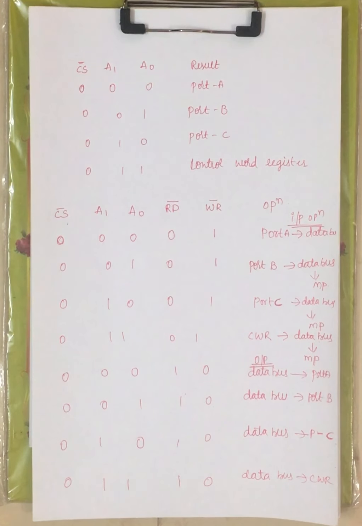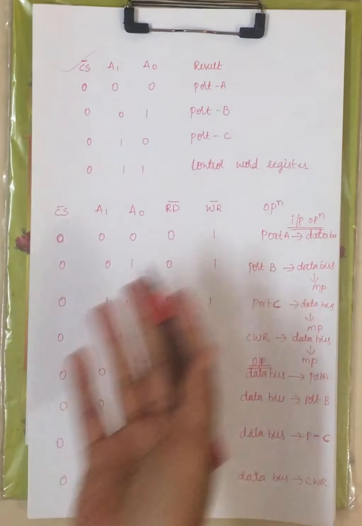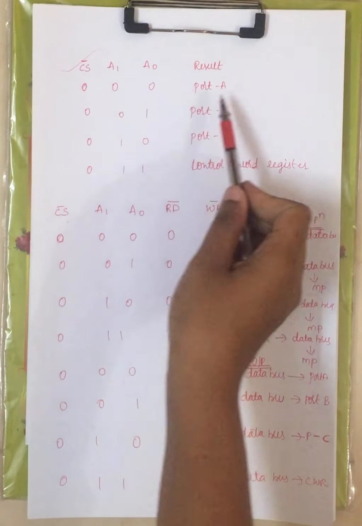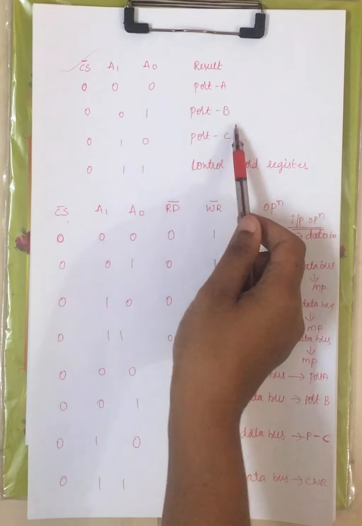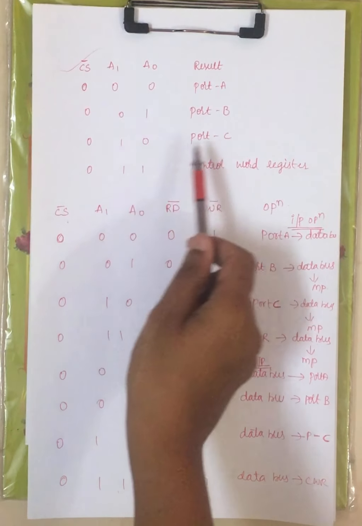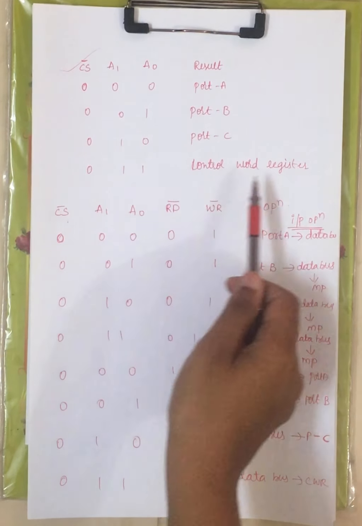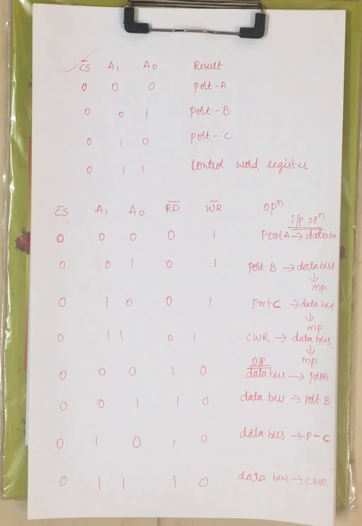Now this is the pin diagram of 8255. This you have to remember while interfacing with your microprocessor. This I have said under the architecture. Again I have represented it. For all zeros, port A is selected. For 001, port B is selected. For 010, port C is selected. For 011, the control word register is selected, right?